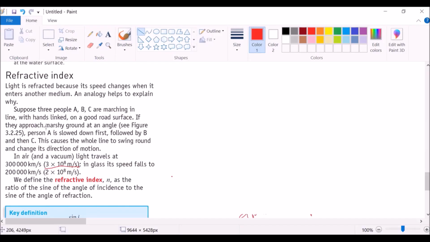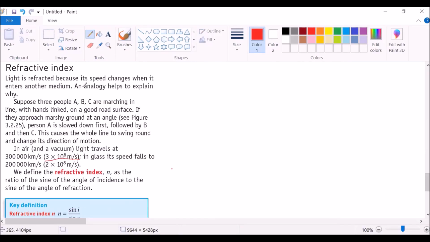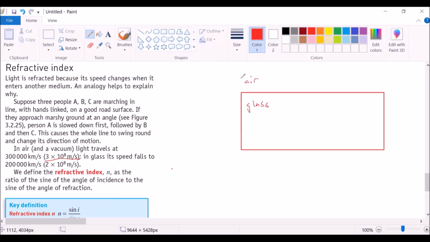Now we go to refractive index. Light is refracted because its speed changes when it enters another medium. When you have glass and air. In an optically less dense medium, speed is high. In an optically denser medium, speed is low. So when a light wave enters an optically dense medium, its speed reduces. This causes it to be refracted towards the normal. This is the angle of incidence. This is the angle of refraction.